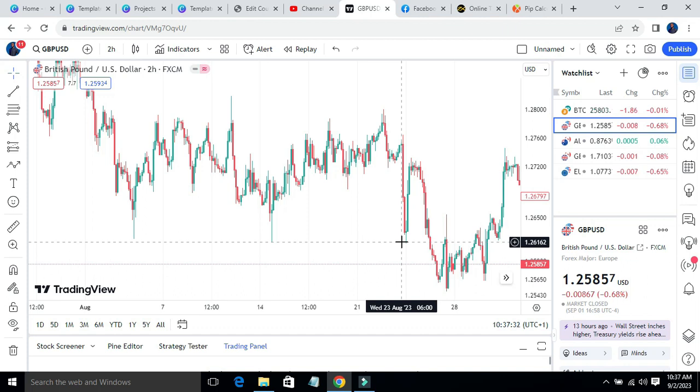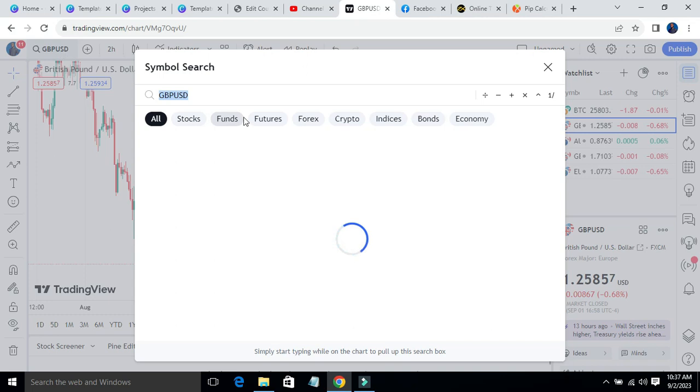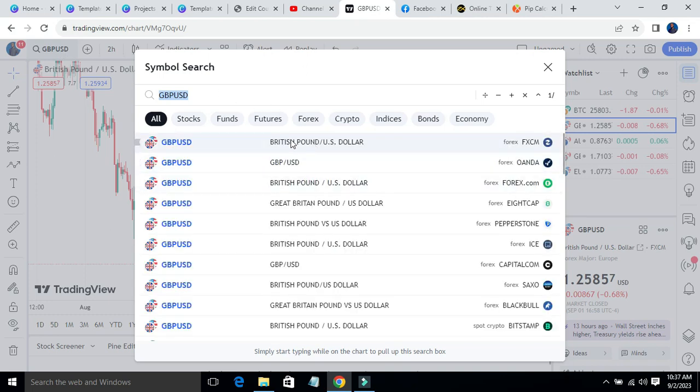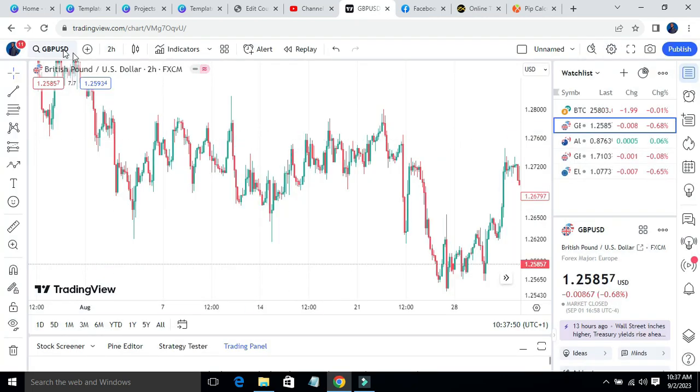What you can do is to launch yourself into the chart area. When you have gotten there, it will look something like this. Then you look for the pair you want to trade. This is where you can find your pair. You search for the pair symbol. Here we are using GBP USD.